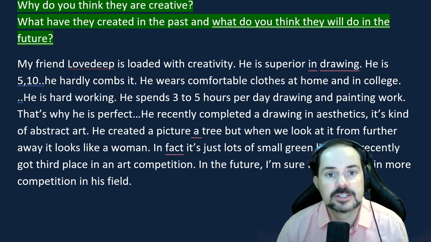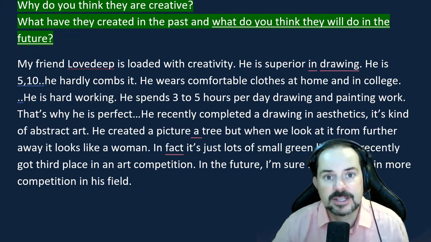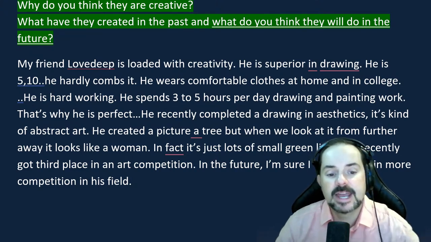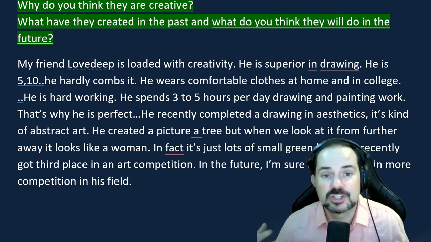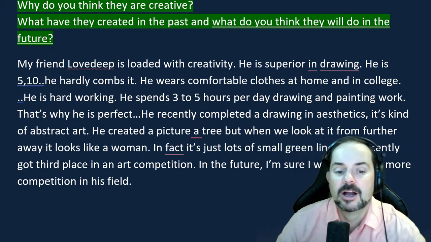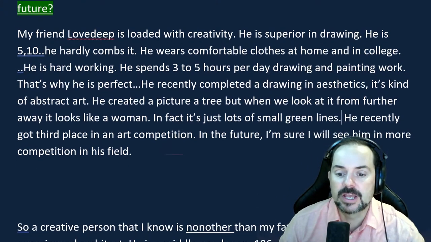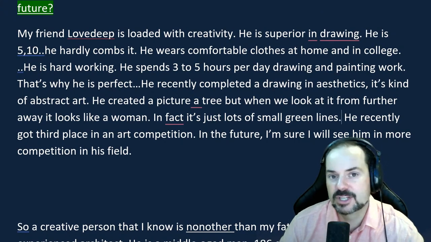You can even just say it's a big blue circle, but for some reason it is amazing, right? So what is that abstract art? Because when you tell me it's abstract art, the first question in my head as your listener is, what is it, right? Yes, sir. So it's those kinds of details. And then you said in the future you will see him in more competitions.